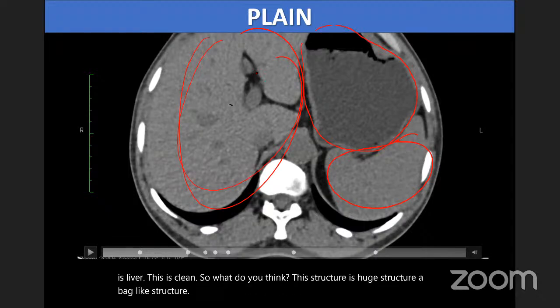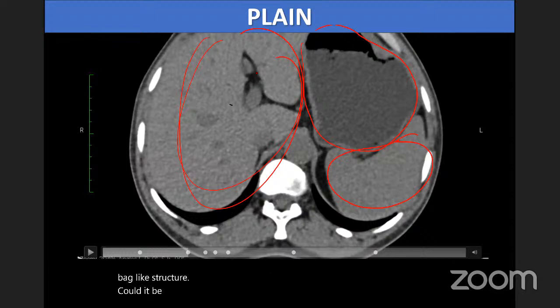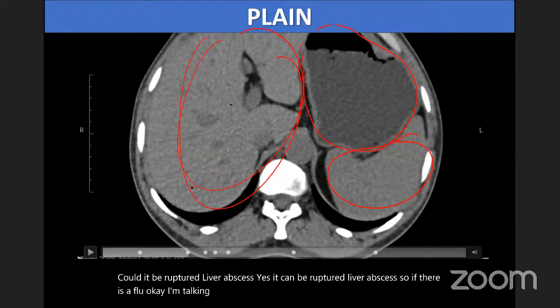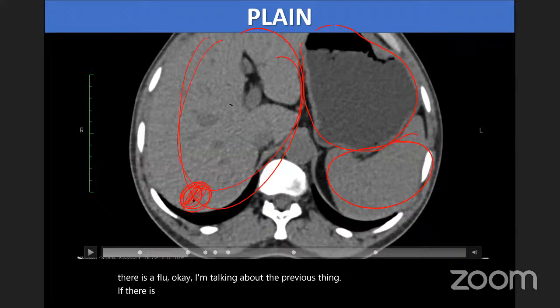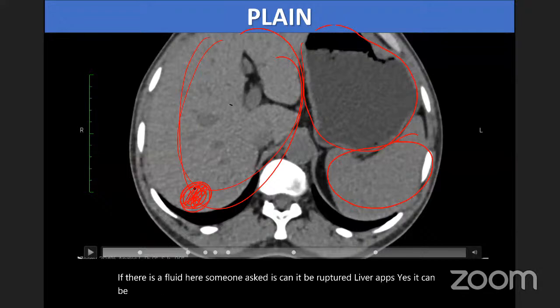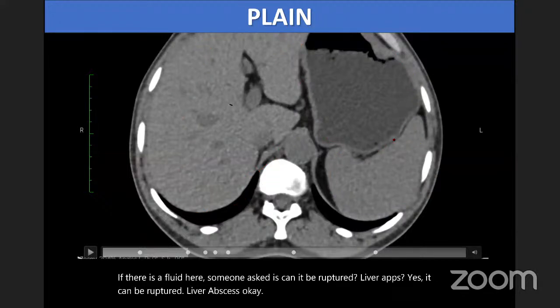Could it be a ruptured liver abscess? Yes, it can be a ruptured liver abscess. I'm talking about the previous thing. If there is fluid here, someone asked, can it be a ruptured liver abscess? Yes, it can be. Okay, so what do you think this structure is?